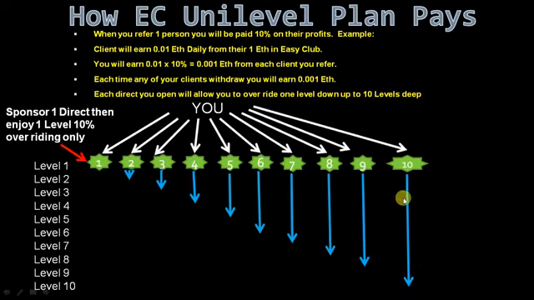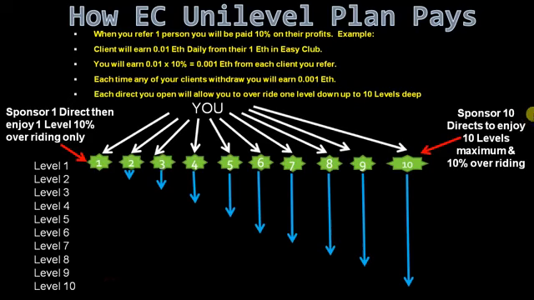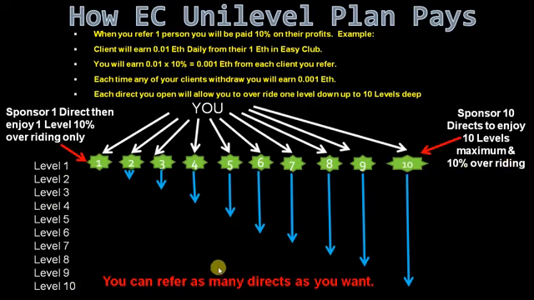You can get from these 10 levels only when you sponsor 10 directs. That means your first job is to sponsor 10 people directly, so that you get from all these 10 people all 10 levels down. Each person can sponsor 10, then the 10 can sponsor another 10, and so on. I'll show you in the next slide. So sponsor 10 directs to enjoy 10 levels maximum and 10% overriding. Let's say you have sponsored 20 direct clients, so from each of the 20 clients you will get 10% until 10 levels down. You can refer as many directs as you want.